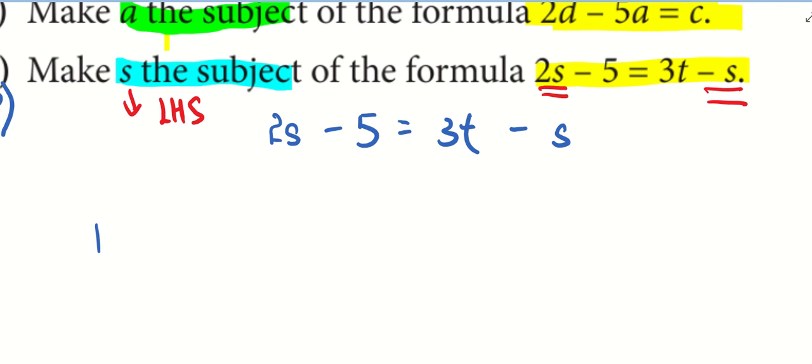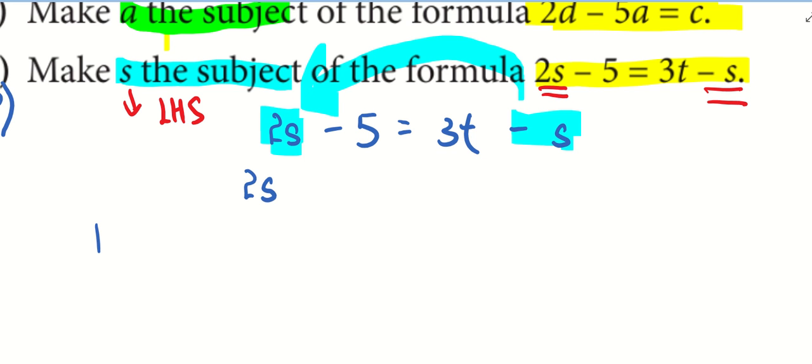Alright, the key idea is to make sure S is on the left-hand side. So what do you do? This S is already on the left-hand side, no need to do anything. But there is a negative S over here. So, negative S, I need to make sure I balance it to the left-hand side. Negative S, when you balance on the other side, will become positive. So I'm going to write that down first. 2S, from negative S, balance to the left-hand side, become positive S.